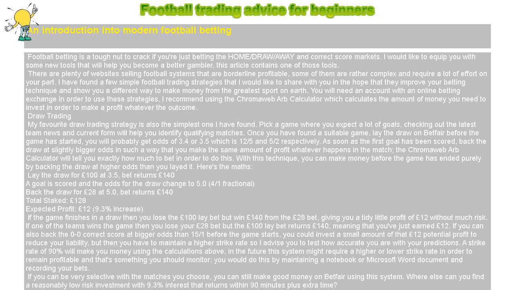I recommend using the Chromaweb Arb Calculator, which calculates the amount of money you need to invest in order to make a profit whatever the outcome.